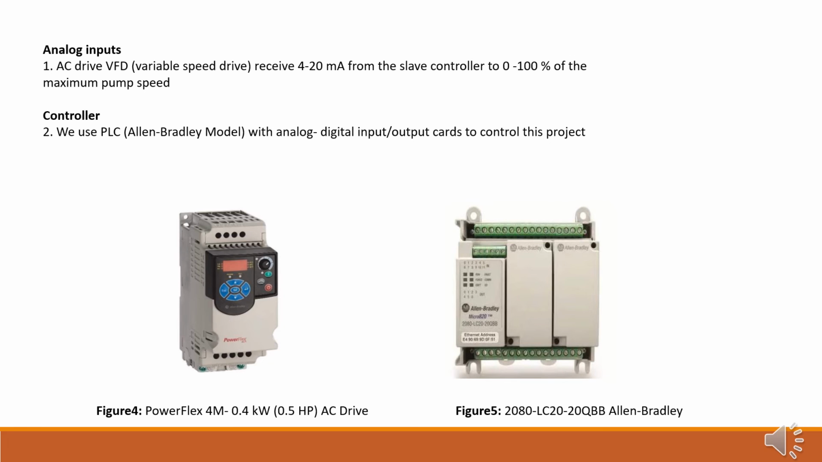The analog input signals: we have an AC drive VFD, variable speed drive, that receives 4 to 20 milliampere from the slave controller for 0 to 100% of the maximum pump speed. As the controller, we use an Allen-Bradley PLC model with analog input cards to control this project.